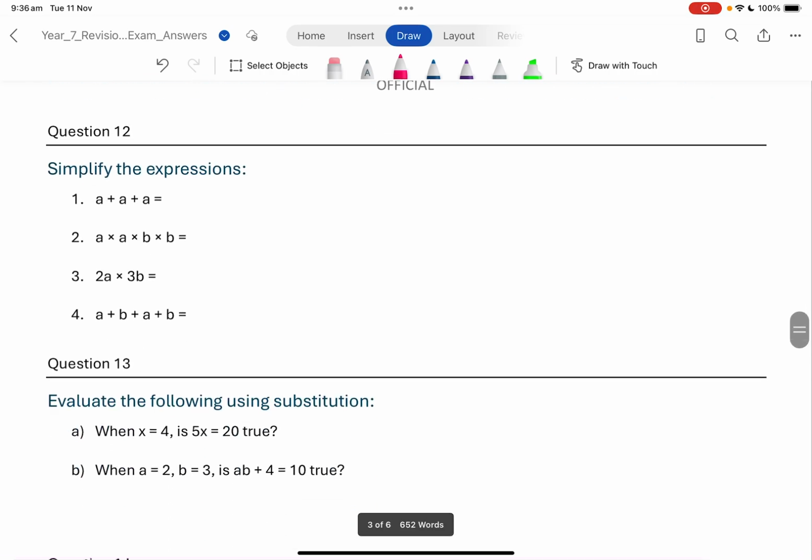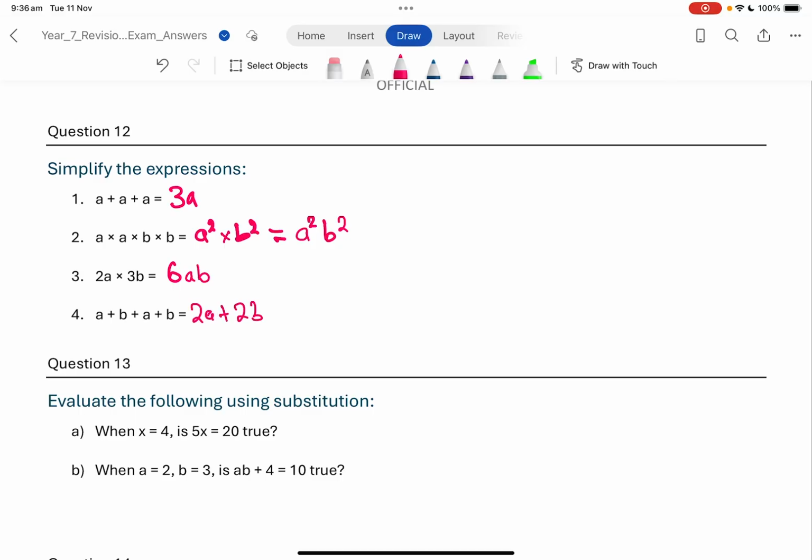Okay. Simplify these expressions. A added together 3 times, that would be 3A. A times B times B, that's A squared times B squared, which we can just write as A squared B squared. 2A times 3B, we multiply the coefficients together first, so 2 times 3 is 6. And then we mash those pronumerals together. So 6AB. A plus B plus A plus B. Well, I've got 2 A's there, and I've got 2 B's.